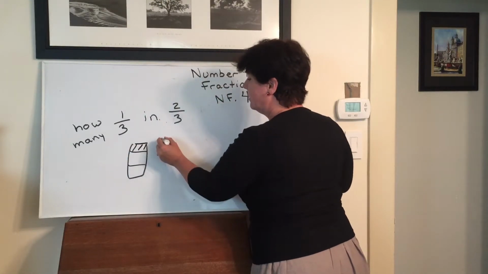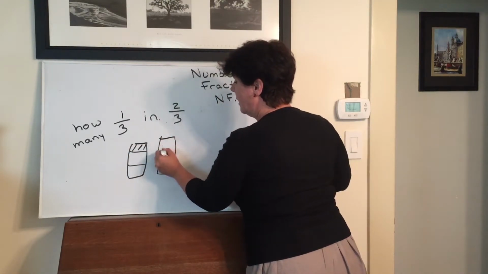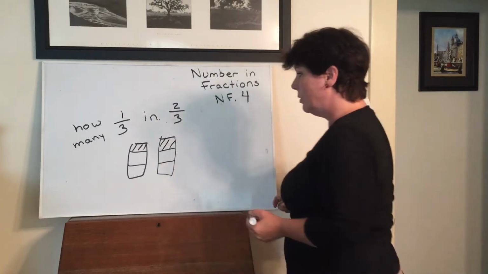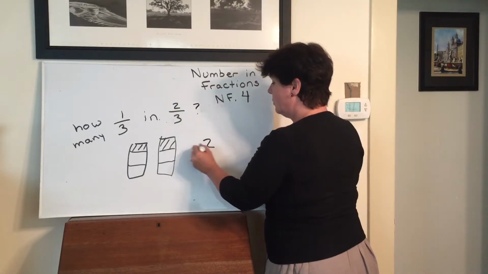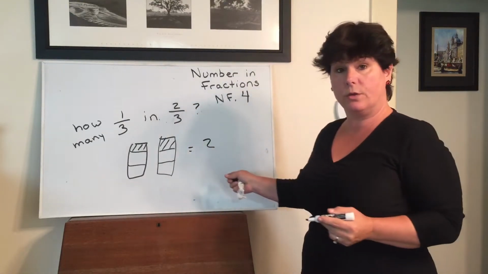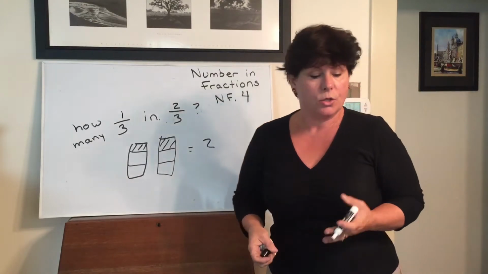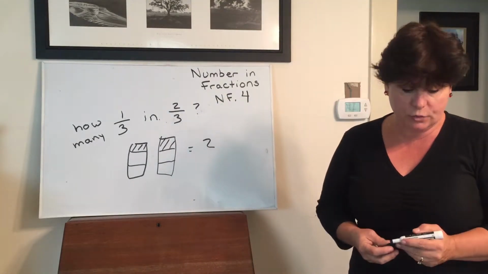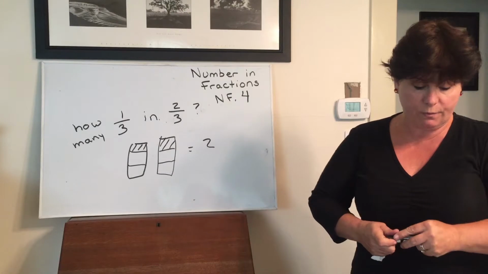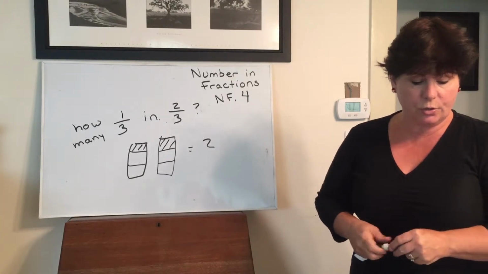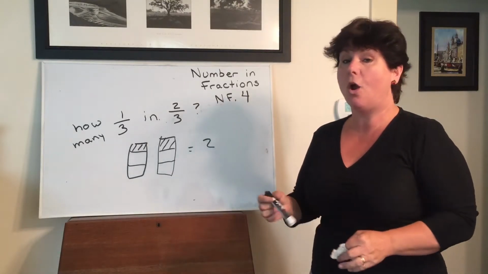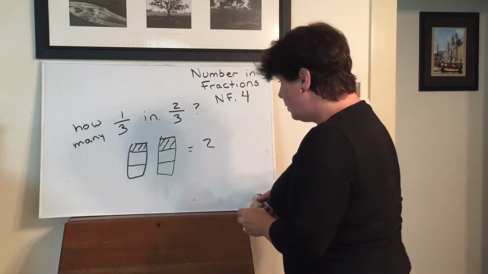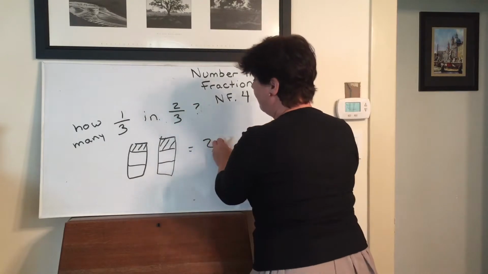I have 1, I have 2. The answer is 2. 2 1/3 in 2/3. So making sure that they can draw that visually is part of NF1-4. But also being able to model multiplying a fraction by a whole number is also part of NF1-4.